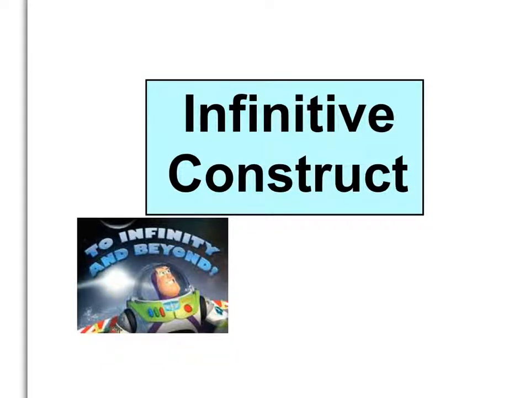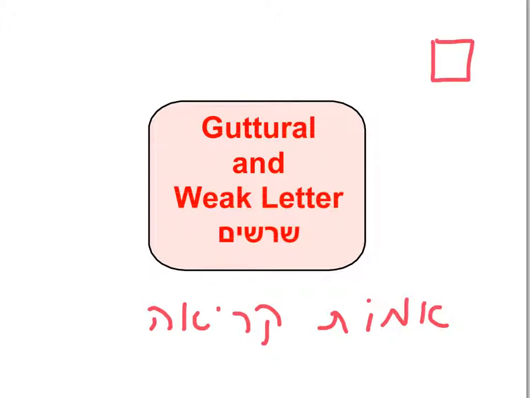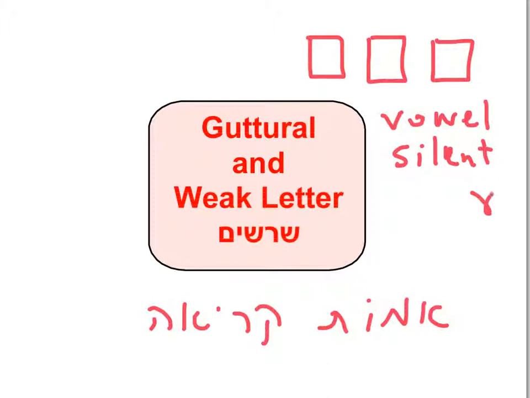Let's continue looking at the infinitive constructs for guttural and weak letters. In this clip, we're going to be focusing on the imot kriya, the cases where in a shoresh I have a letter that serves as a vowel or that is silent. Specifically ayin vav, ayin yud, and lamed hey.